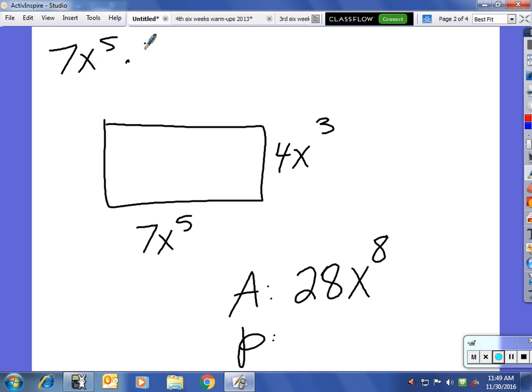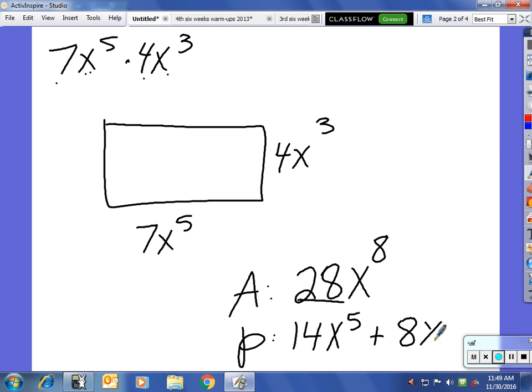7x to the 5th times 4x to the 3rd. 7 times 4 is how we get 28. And here the rule was you're counting the x's. There's 8 of them. On area, the exponents always change. On perimeter, they should not change. So how about perimeter then? 14x to the 5th plus 8x to the 3rd.